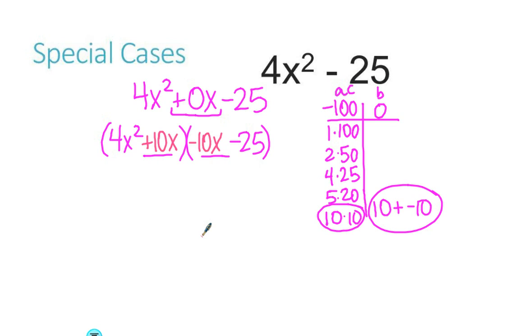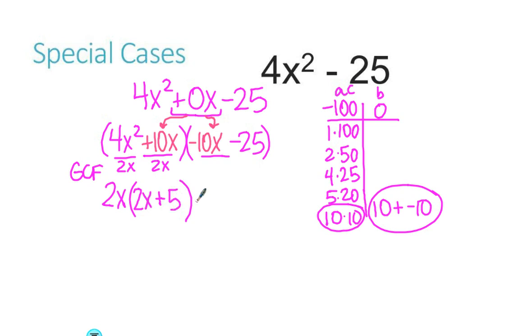Remember, in this step what we're doing is replacing B. Before it was 0x, it's now a 10x and a negative 10x. From here I'm going to factor out my GCF. My GCF in my first group is going to be a 2 and an x, so I divide out that 2x and see what I'm left with on the inside. 4x squared divided by 2x is 2x, and 10x divided by 2x is a positive 5.